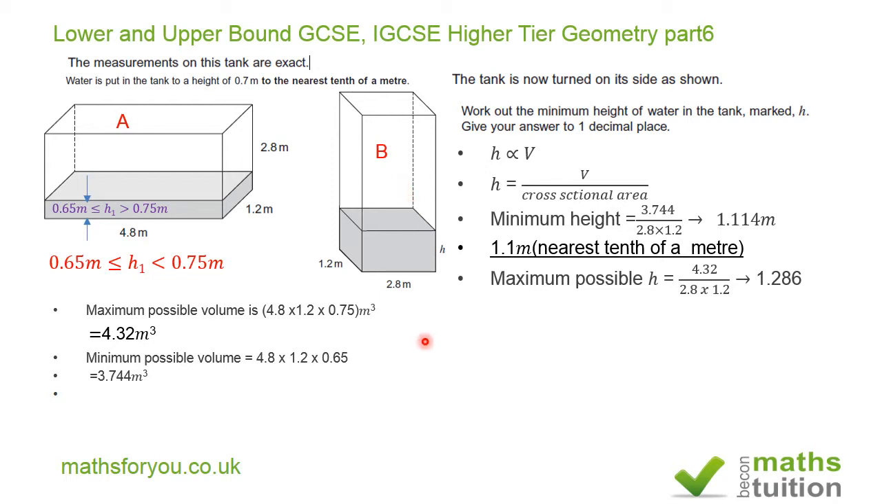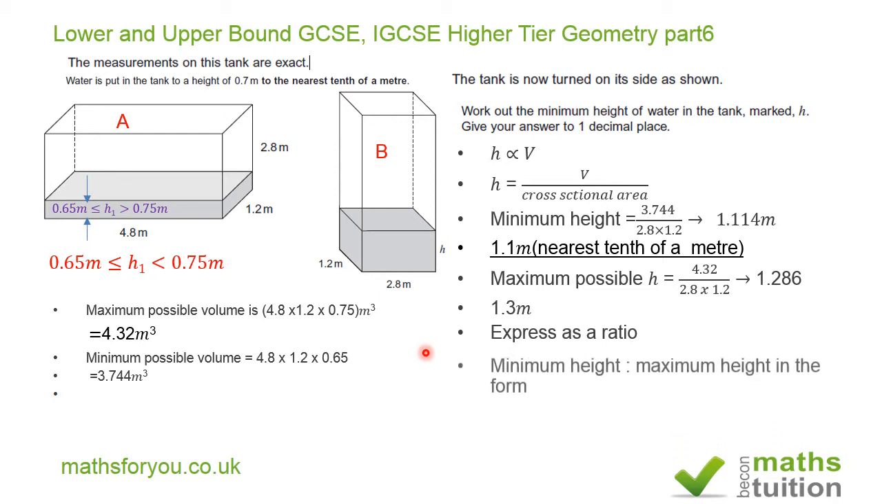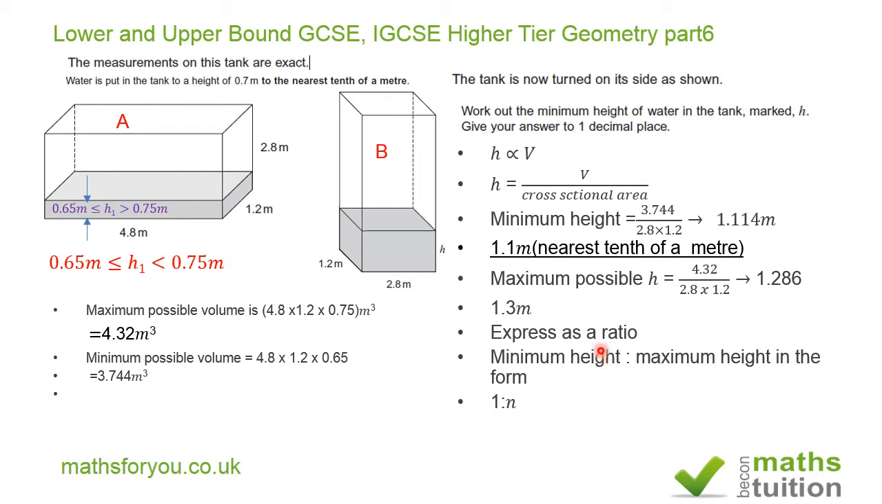Okay, right. It then says express as a ratio the minimum height to the maximum height in the form 1 to n. I've not done this bit here because I've just done a video where I looked at the ratio of the area of a pentagon to the area of a rectangle in the form 1 to n. Let's have a look at that video, and hopefully that should make sense to you.